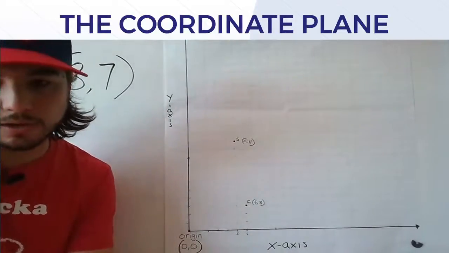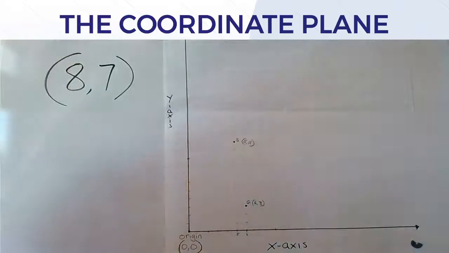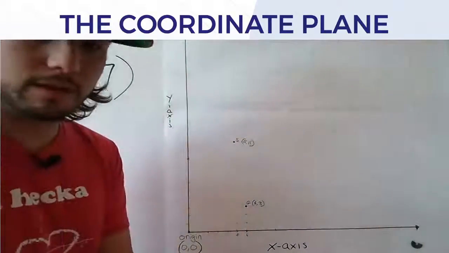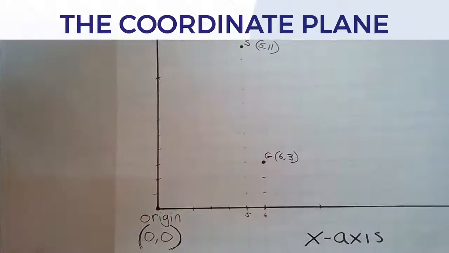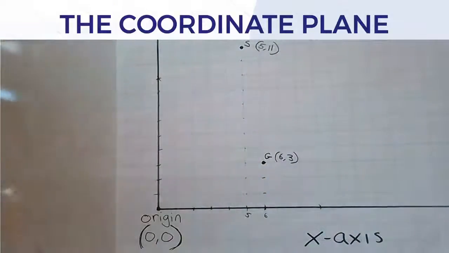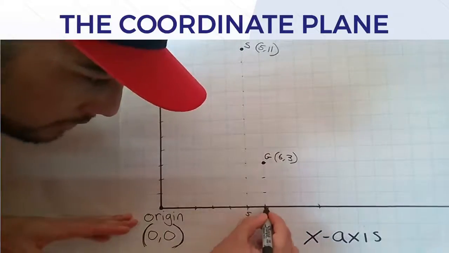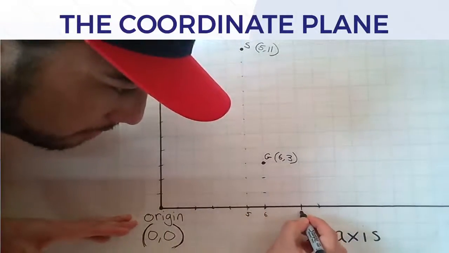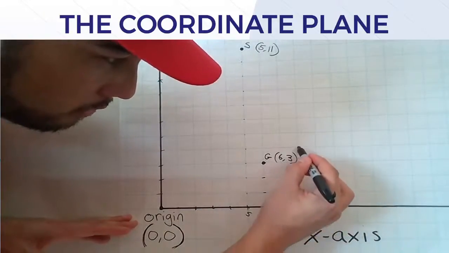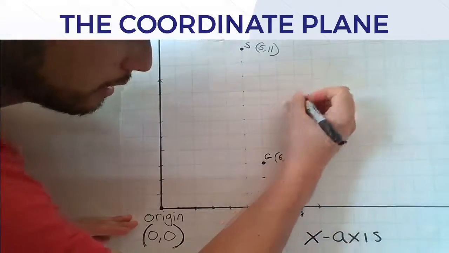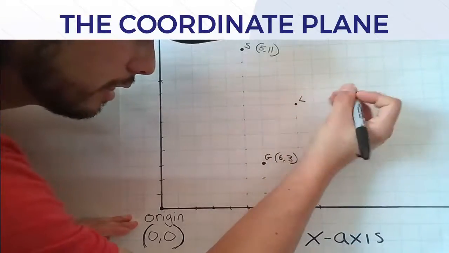So we see a few people. Yep, I see 8 to the right and 7 up. So let's zoom down and zoom in here. There we go. Okay, so we're going to go 8 to the right. 1, 2, 3, 4, 5, 6, 7, 8 to the right. And then 7 up. 1, 2, 3, 4, 5, 6, 7. We'll call this L for the library.